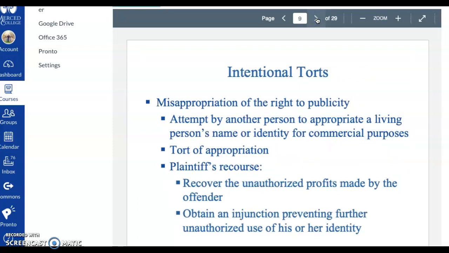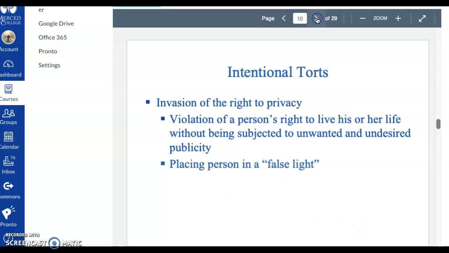Misappropriation of the right to publicity. This is really looking at someone that's in the public eye. It's an attempt by another person to appropriate a living person's name or identity. So if you use Jennifer Aniston's name to sell your iced tea or perfume without her consent, you're going to get sued for damages.